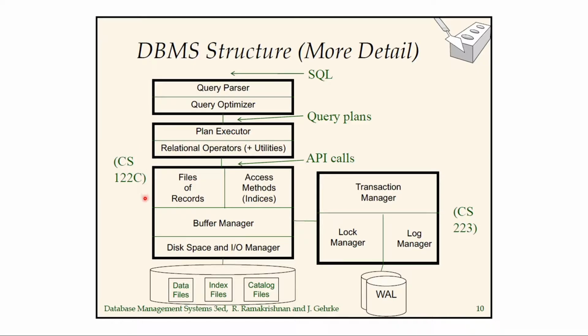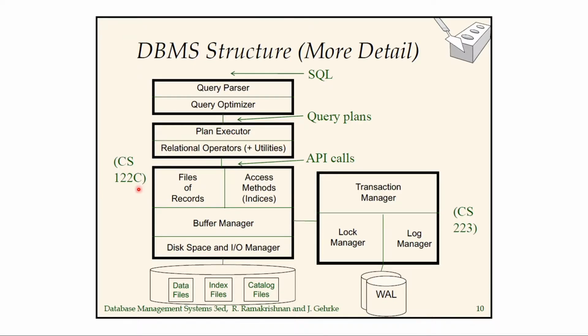Below that is the layer dealing with files and access methods. A file is defined as a collection of pages or records. Pages refer to chunks of memory, and records refer to single entries in a relation. Heap files, which are unordered files, as well as indexes, are also supported on this layer.